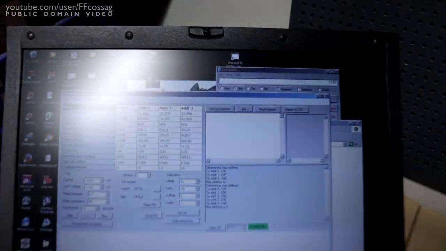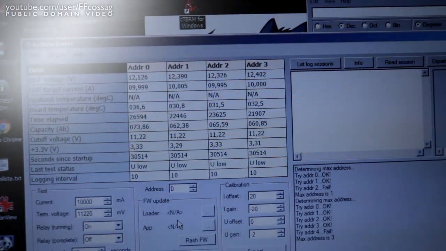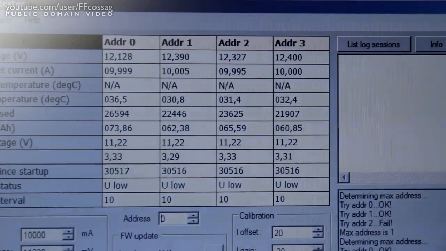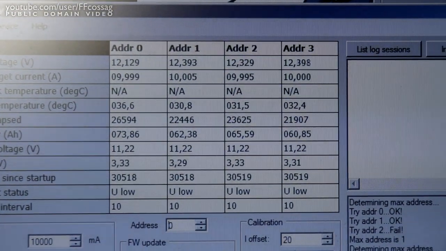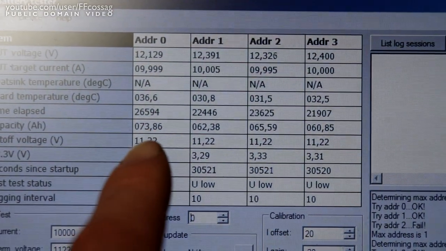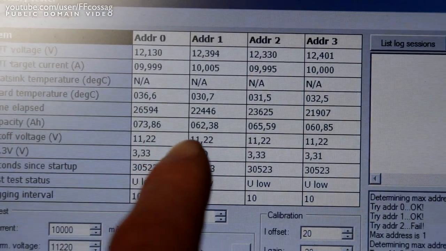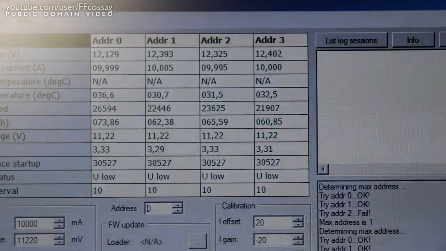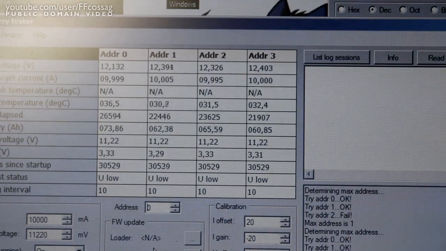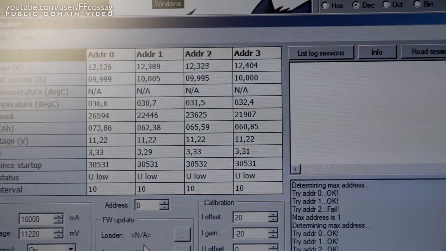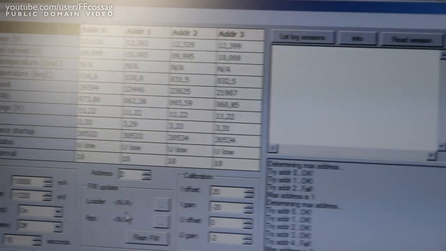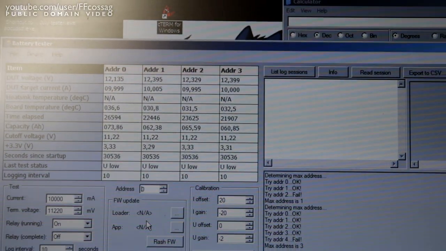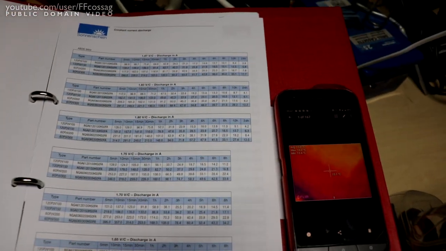But never mind that, let's get to the results, which are not too good, because we have about 60 amperes per block. The best one just clicked off at 73, the worst one 60.85, so that's about 70% capacity or so. I'll do the math, but they should be performing better. Or should they?